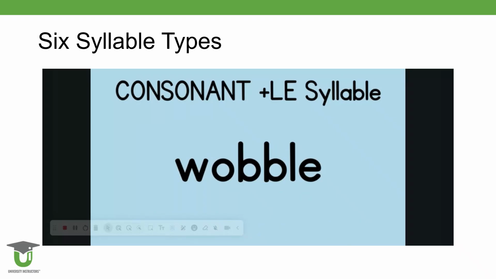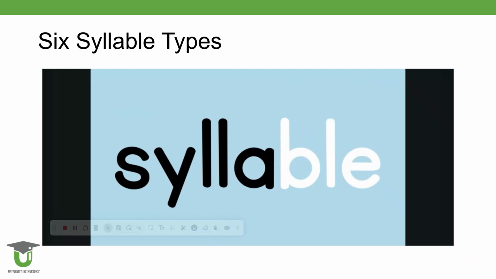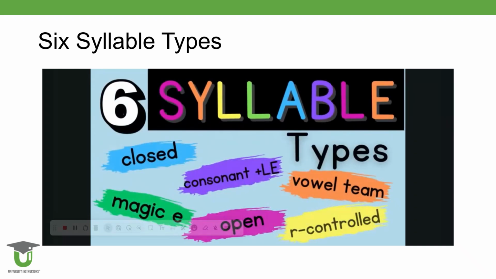Sometimes the consonant before the LE will be doubled, like in wobble, to make the beginning syllable closed, which makes the vowel short. If there weren't 2 B's here and there was just 1, then the word would be wobble. The word syllable even has a consonant LE at the end of it. Let's go through some words and you see if you can remember what syllable each word is. Remember, the consonant LE ones will have 2 types of syllables.